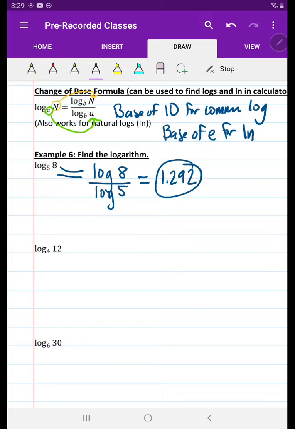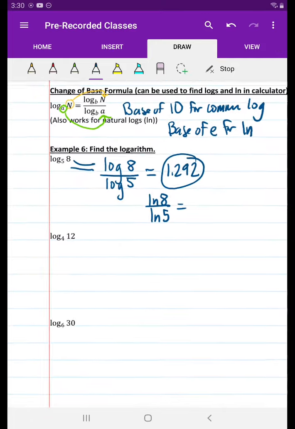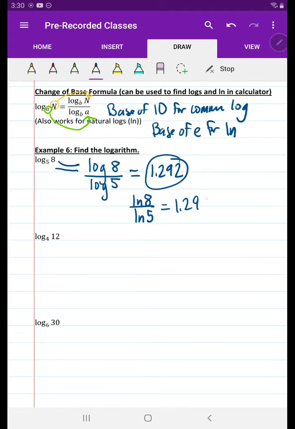And then you can also do this with natural logs. I could do the natural log of 8 divided by the natural log of 5, and I would get the same answer. So natural log of 8, hit enter, divided by the natural log of 5, hit enter, and I get the same thing, 1.292. When you're doing this, be careful where you put in your parentheses and where you put in your division sign when you're plugging these into your calculator. If you get an error, chances are it's because you've made a mistake with your parentheses.